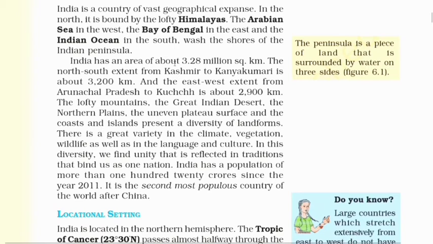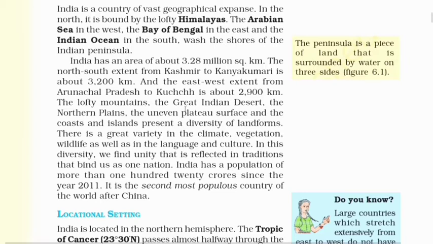India has an area of about 3.28 million square kilometers. The north-south extent from Kashmir to Kanyakumari is about 3,200 kilometers, and the east-west extent from Arunachal Pradesh to Kutch is about 2,900 kilometers.